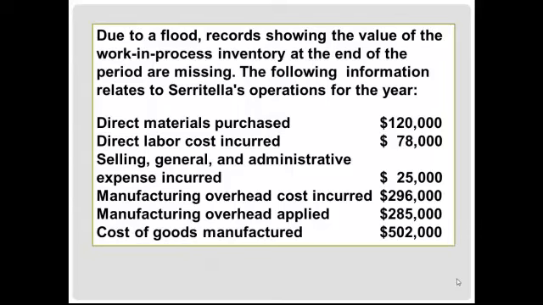The following information relates to Saratella's operations for the year. Direct material purchased, $120,000. Direct labor cost incurred, $78,000. Selling, general, and administrative expense incurred, $25,000. Manufacturing overhead cost incurred, $296,000. Manufacturing overhead applied, $285,000, and cost of goods manufactured is given to be $502,000.